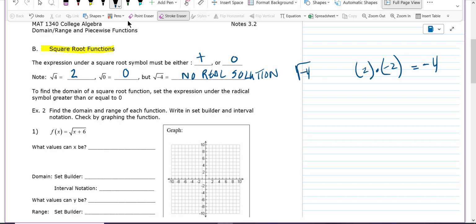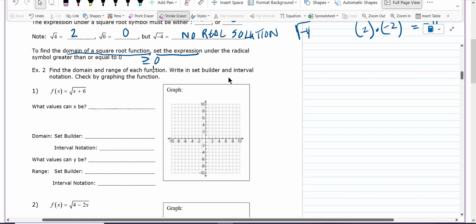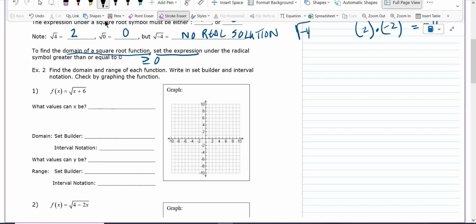So anyway, if you're going to find the domain of a square root function, you need to set the expression under the radical greater than or equal to 0. Okay, and that's what we're going to do on these next 2 examples. So if you're going to figure out what x can be, it's kind of hard to do this in your head. So just take what's under the square root and set that greater than or equal to 0. And if you solve that inequality, then you'll know what the values of x are.